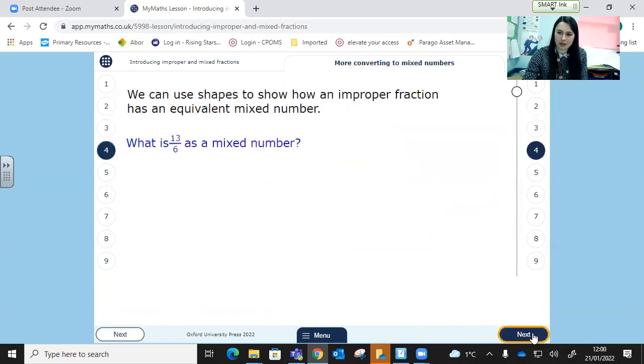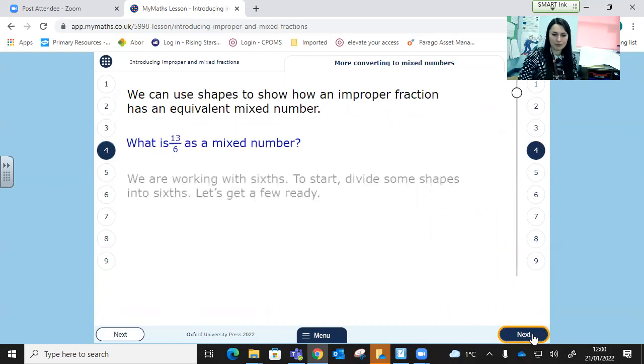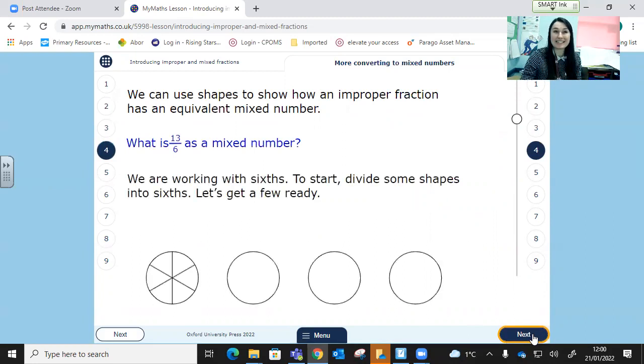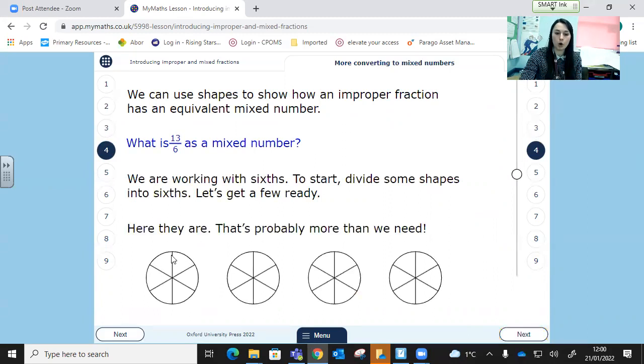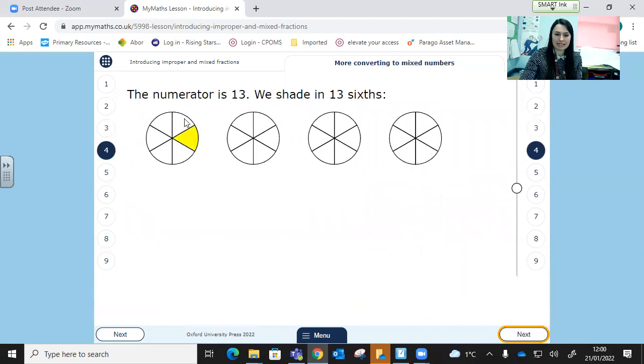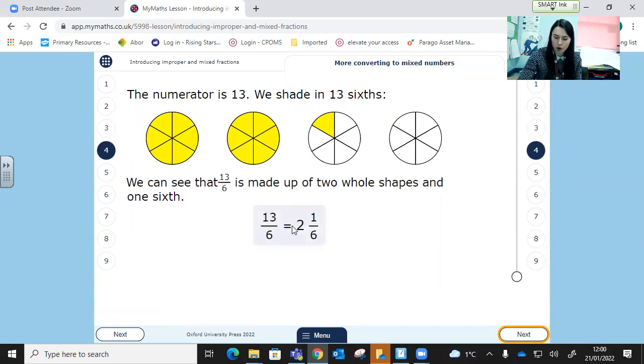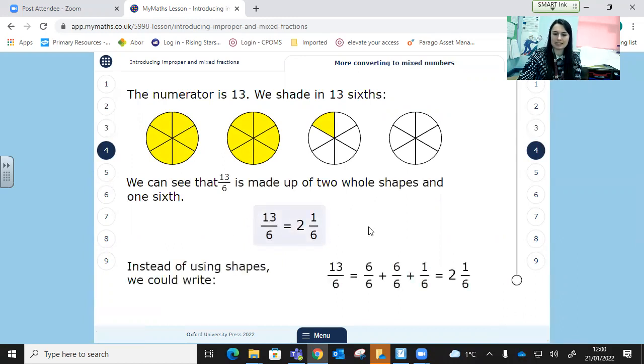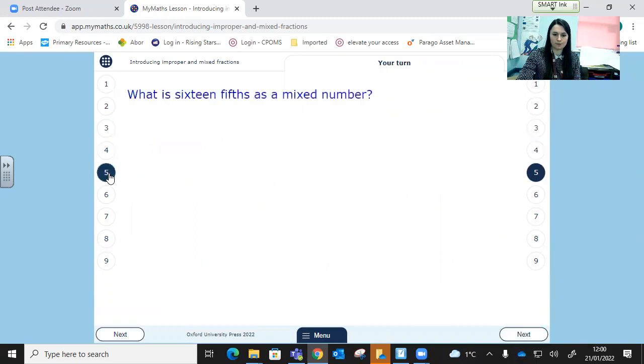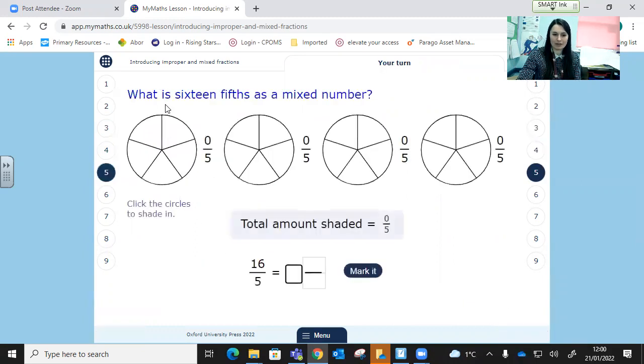Let's look at 13 over 6 this time as a mixed number. Now, if we had all of our sixths drawn out, we would be able to see how many of those would give us wholes. So if I count 13 of those, you might start counting in sixes. 6, 12, that's going to be 2 wholes with 1 left over. So 2 wholes with 1/6. You'll notice the sixths never change. There were 6 here, 6 here, and 1 out of 6. The denominator hasn't changed.